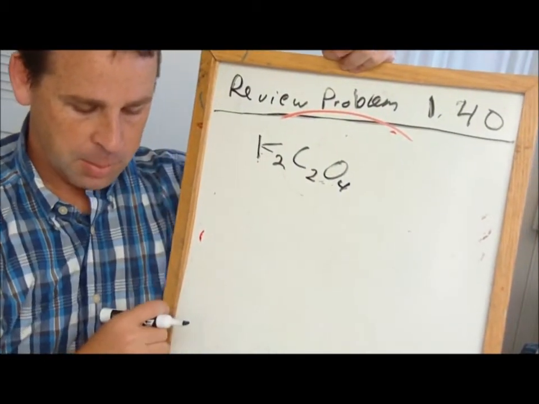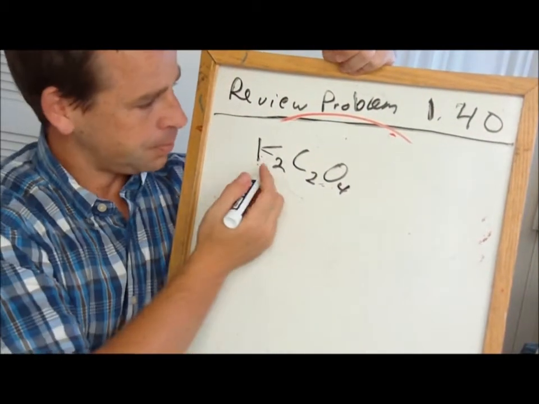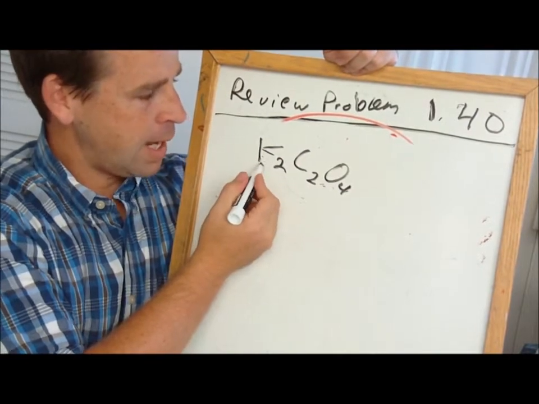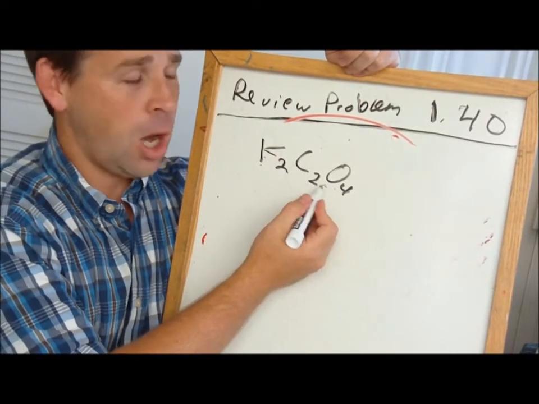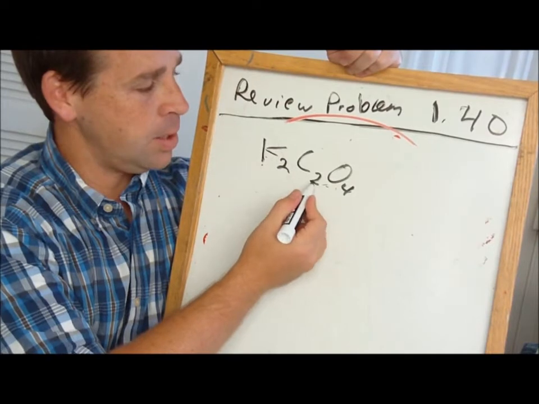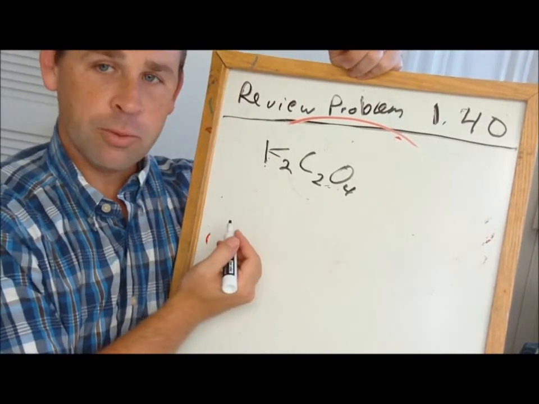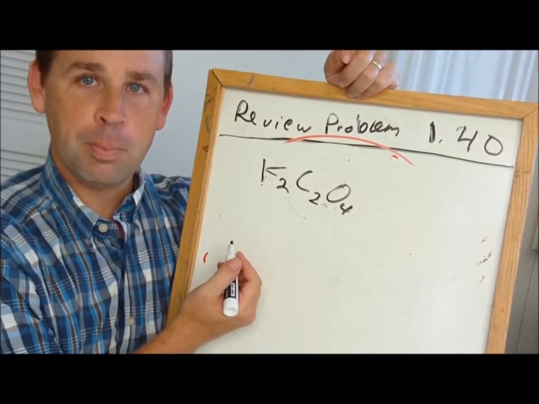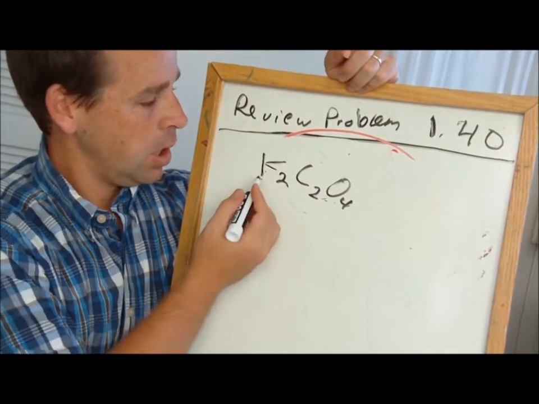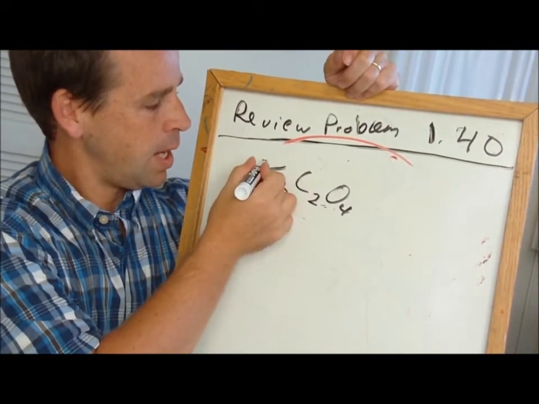Alright, this is our potassium, and this is the oxalate ion, C2O4. The C2O4 has a -2 charge, and that's why there's 2 potassium ions.